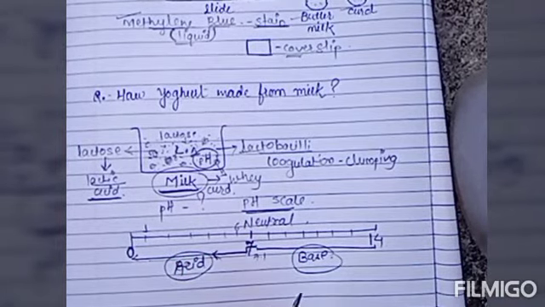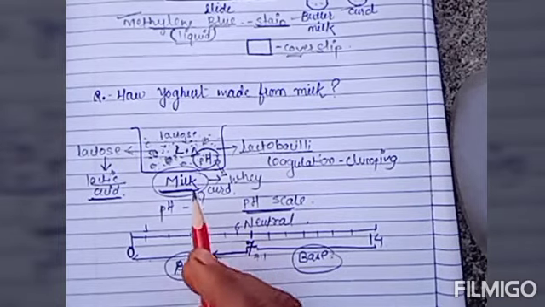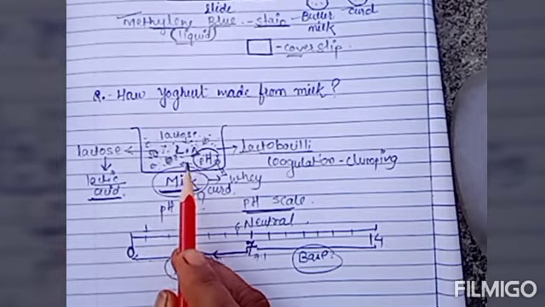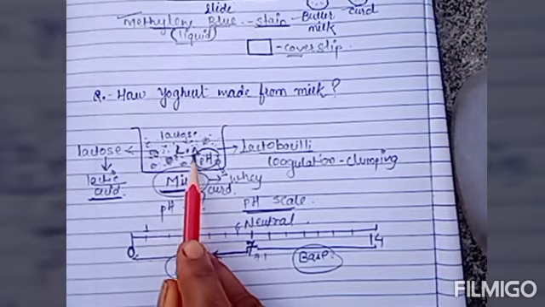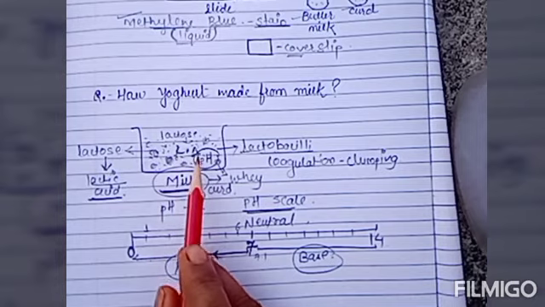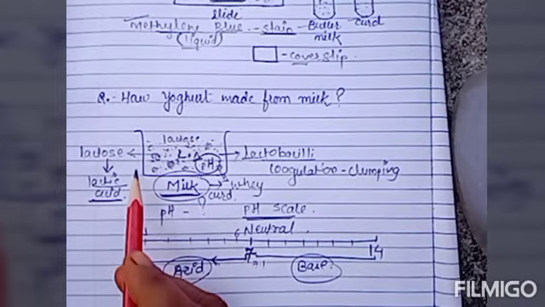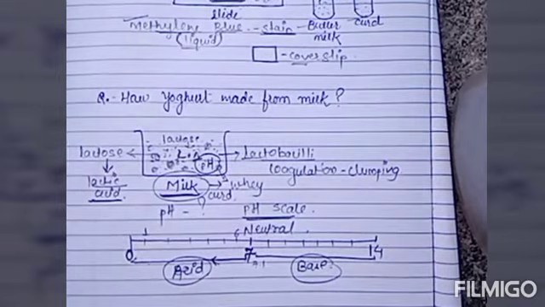Okay, this is the complete procedure of making yogurt from milk. After making the yogurt, it has a specific taste, a sour taste, and that sour taste is due to the formation of lactic acid. Due to the low pH, the decrease in pH, or the acidic condition, the harmful microbes present in the milk become destroyed or killed.